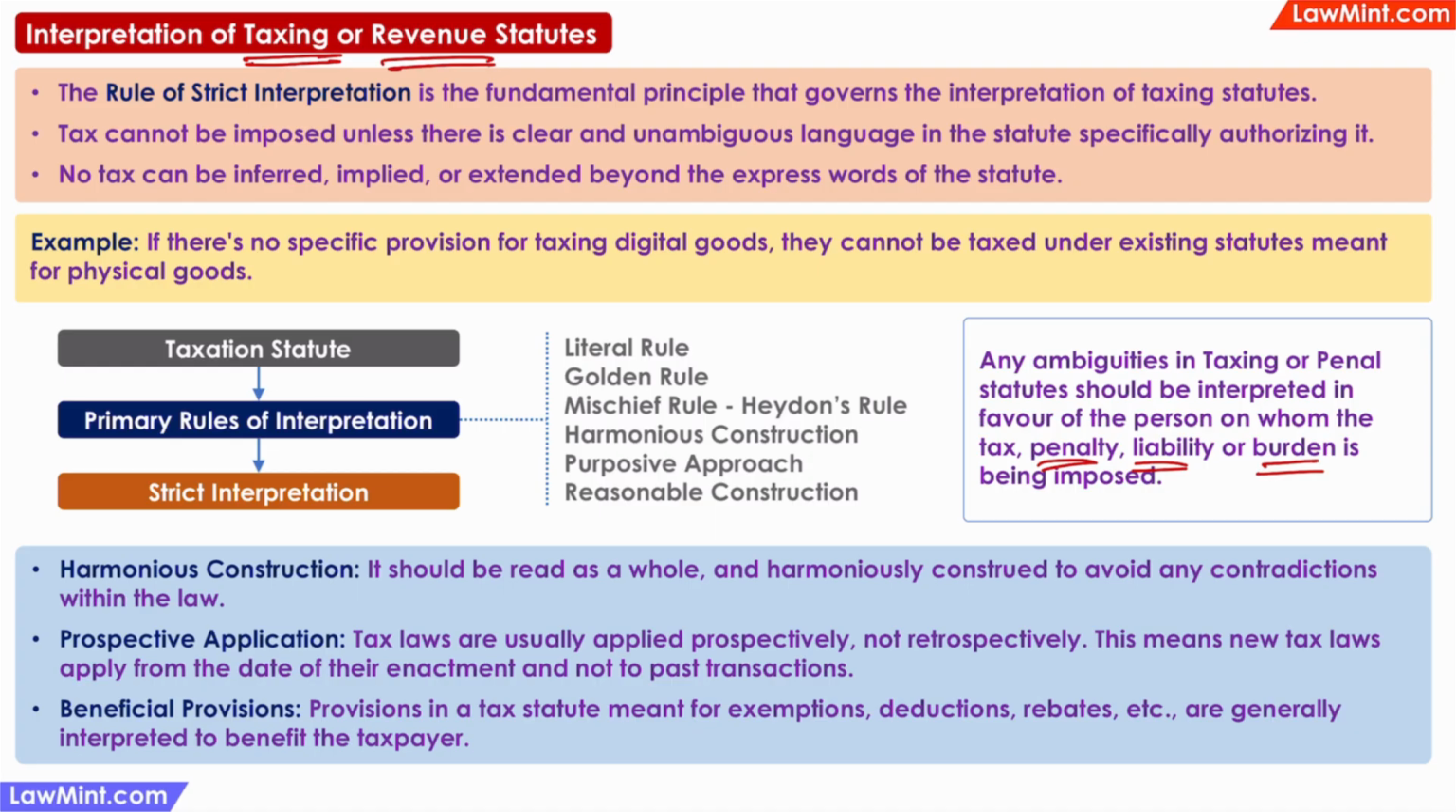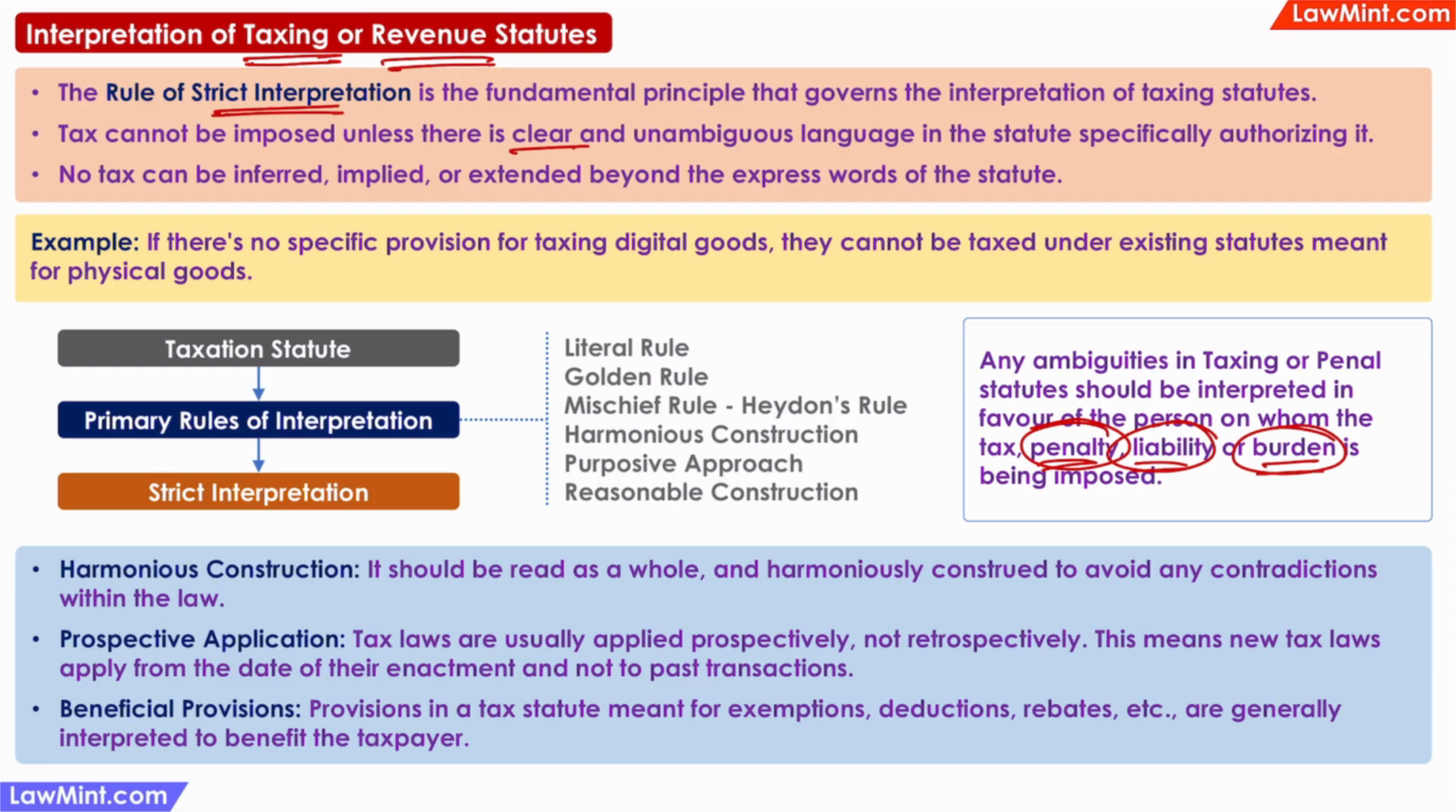So, if a statute has the potential to create any kind of burden, liability, penalty, or punishment on the people, it should be interpreted strictly. Now remember, the strictness is on the statute and not on the person, which means that if a tax statute is not fully clear about whether a particular transaction is taxable or not, the benefit of that doubt should go to the person who is being taxed.